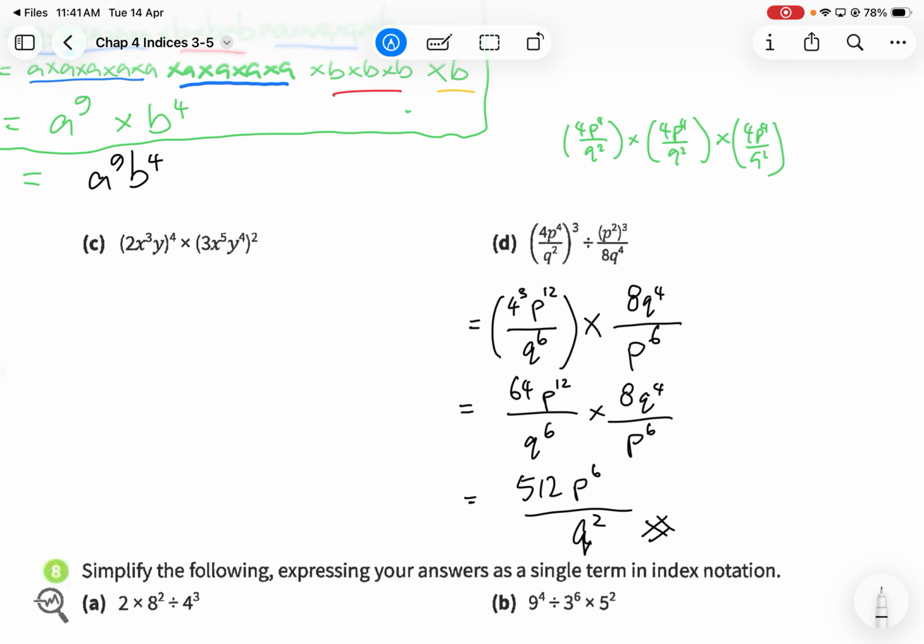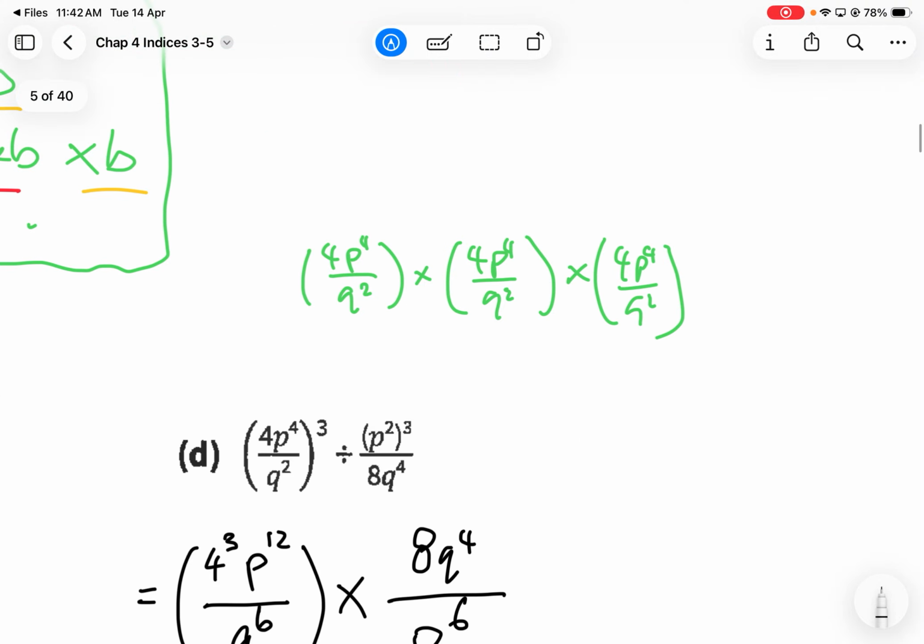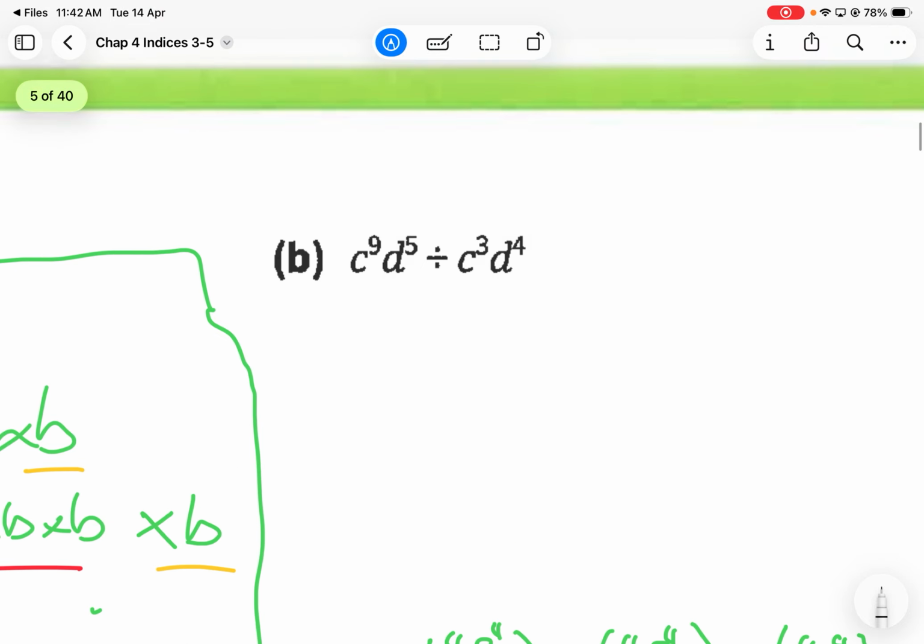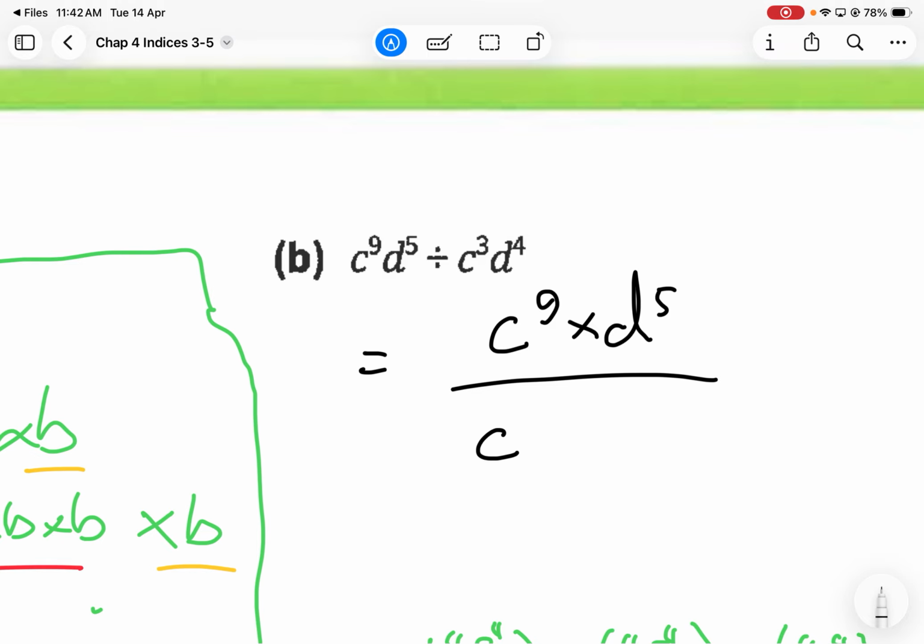Problem with part C. Most of you could do part B. Let me show here. Okay, part B. What is actually happening is I have C^9 multiplied by D to the power of 5. Then I divide by C cubed multiplied by D^4. I have one base C, I have one base D. I cannot mix them together, but C and C can cancel, D and D can cancel.